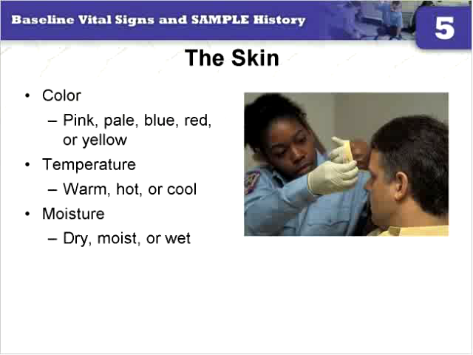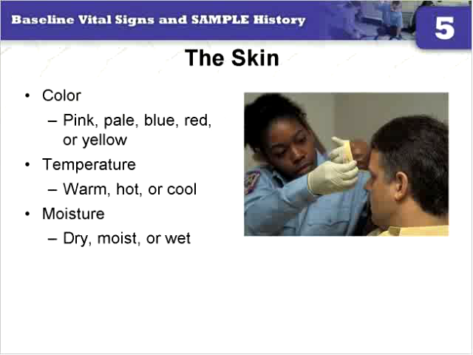And then we get into skin color: pink, pale, blue, red, or yellow. What's an indication? Somebody tell me, if you see someone that's yellow skinned, what would you think of right away? Liver problems. Sure. Liver failure, jaundice. What about an infant? That's jaundice. Okay.